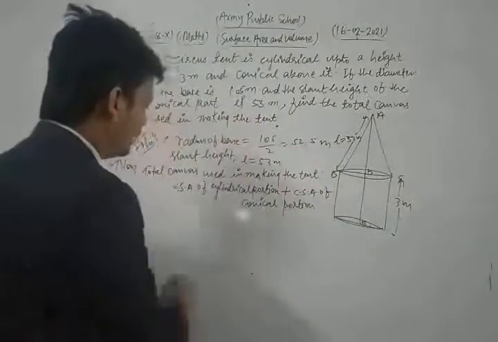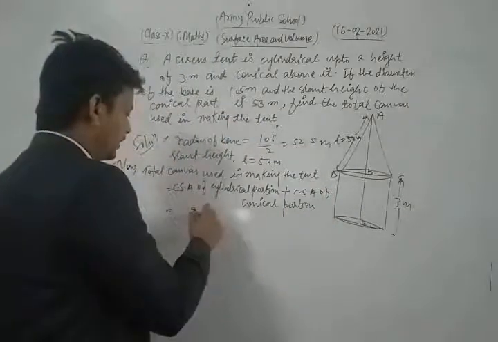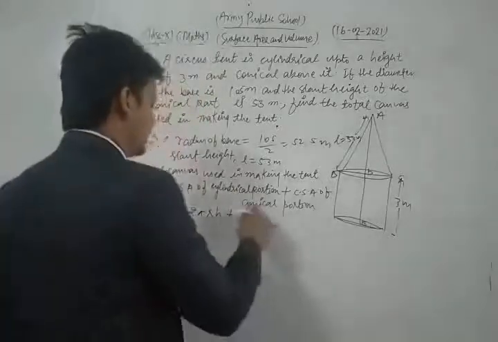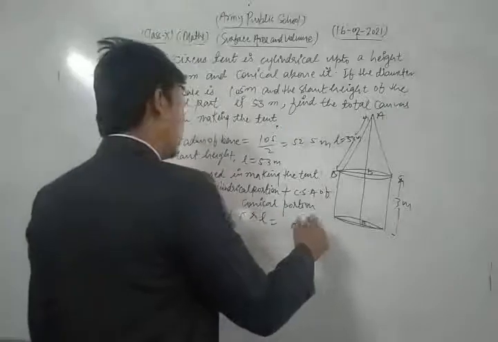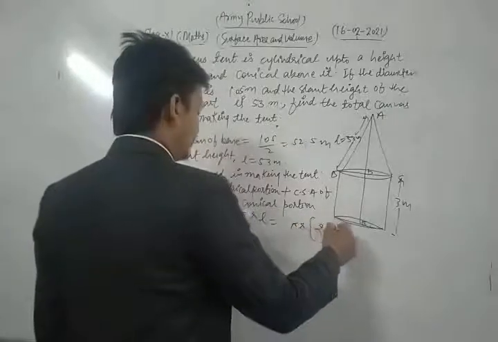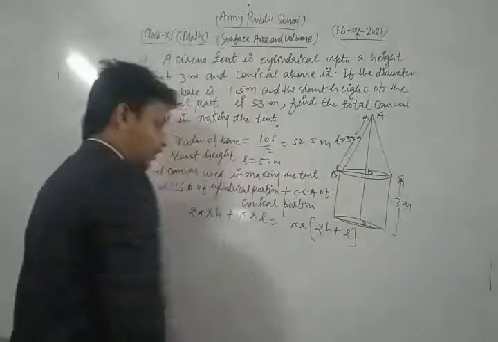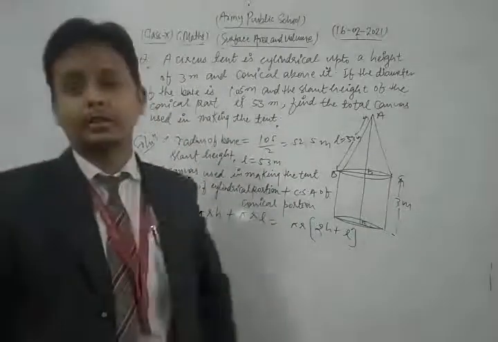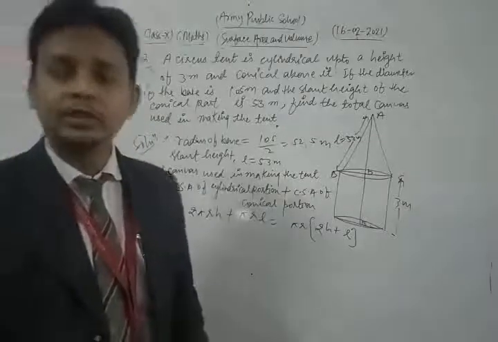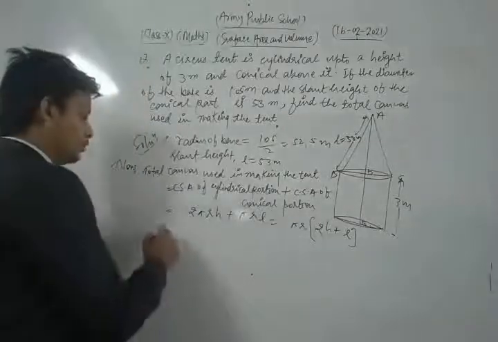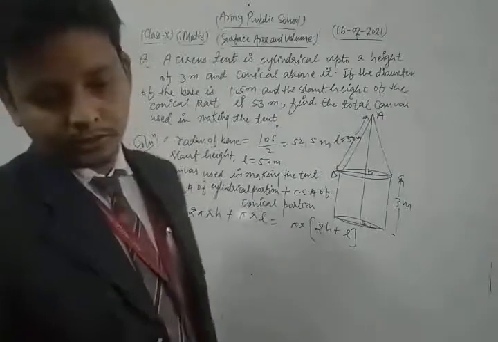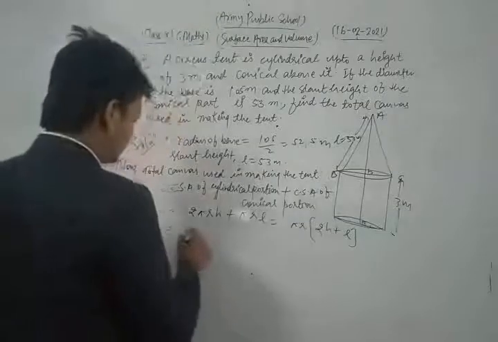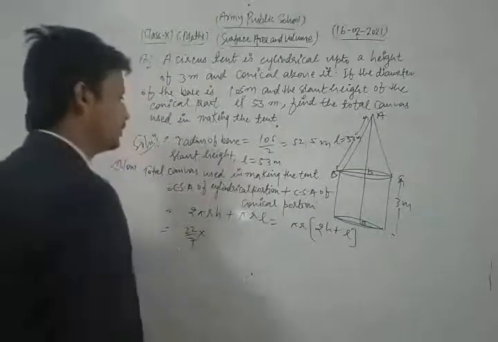Now you know the CSA of the cylindrical portion is 2 pi r h, and the conical portion, with the same radius, is pi r l. Now we take pi r as common, so we get pi r (2h + l). Now we put each value in the formula. The value of pi is taken as 22 upon 7.